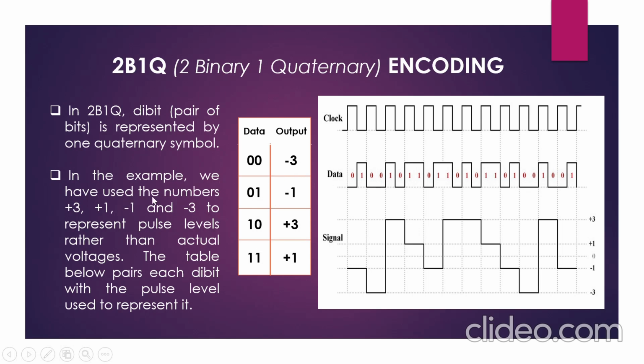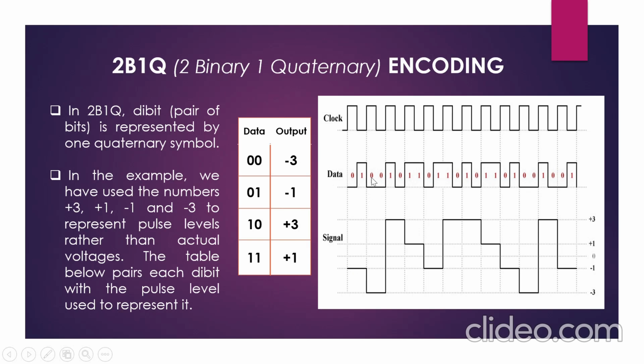So in this example, we have used the numbers +3, +1, -1 and -3 to represent pulse levels rather than the actual voltages. The table here pairs each dibit with the pulse level used to represent it. This can be clearly seen from the diagram. Since we are talking about the dibit, 0 1 is, as you can see, -1, so the signal level is denoted right here, which represents -1.